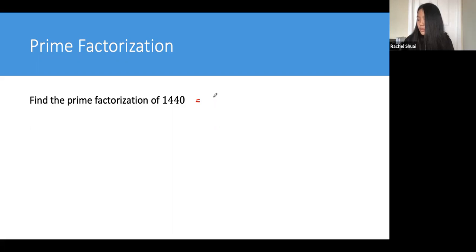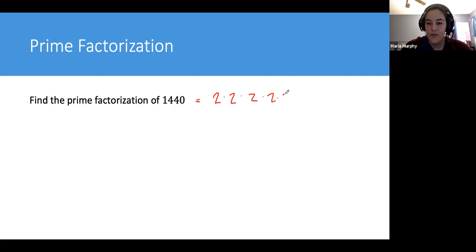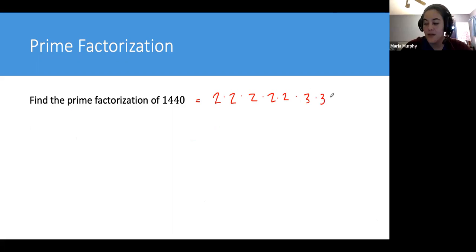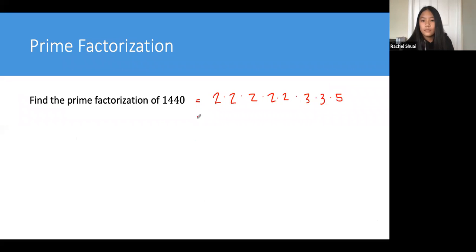Okay, I got 2 times 2 times 2 times 2 times 2 times 5 times 3 times 3. You have 5 twos? Yes, 5 2s, 2 3s and 1 5. Correct. Is there a way to simplify this a little bit?